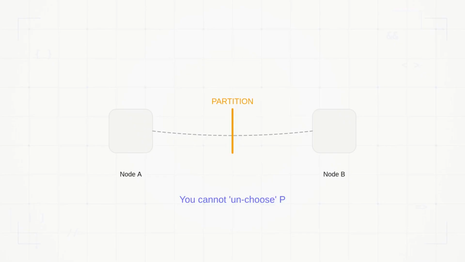Choosing CA is effectively saying, I will assume my network is perfect. But if the network fails, and it will, your CA system becomes neither consistent nor available. It simply crashes. Therefore, in the real world, you are always choosing between CP or AP during a failure. Partition tolerance is the price of admission for distributed systems, not a feature you can toggle off.